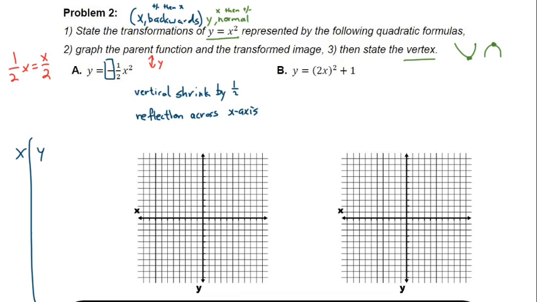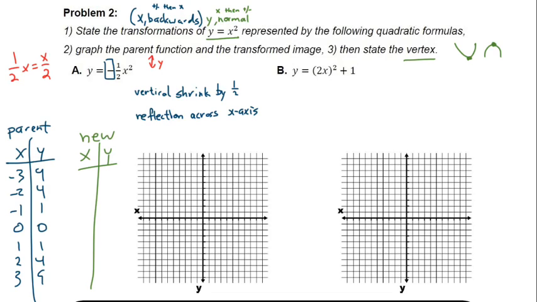So here's my parent function, and we'll still do -3, -2, -1, 0, 1, 2, 3, square them, that's 9, 4, 1, 0, 1, 4, 9. And then the new function. Let me plot that real quick. Go up to 9, left 3, right 3. Go up to 4, left 2, right 2, go up to 1, left 1, right 1, and 0.